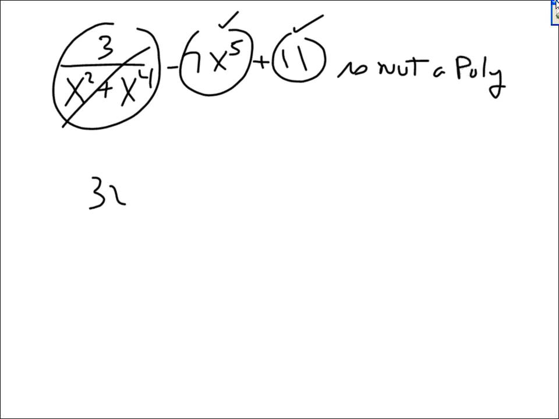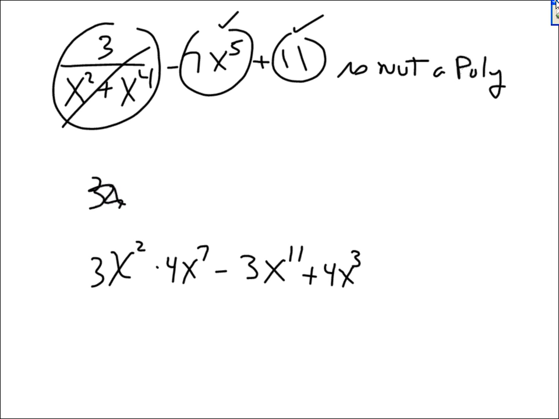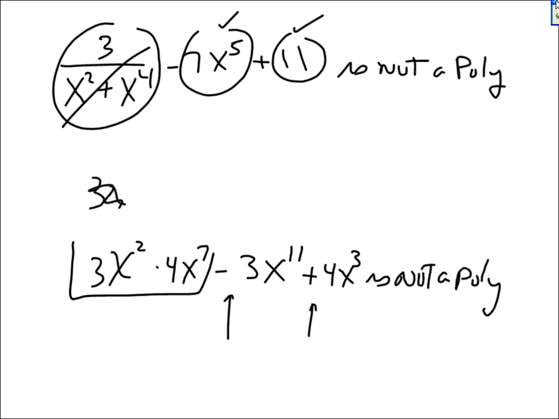You have 3x squared times 4x to the 7th minus 3x to the 11th plus 4x to the 3rd. This is not a polynomial. The terms are separated by addition and subtraction symbols.